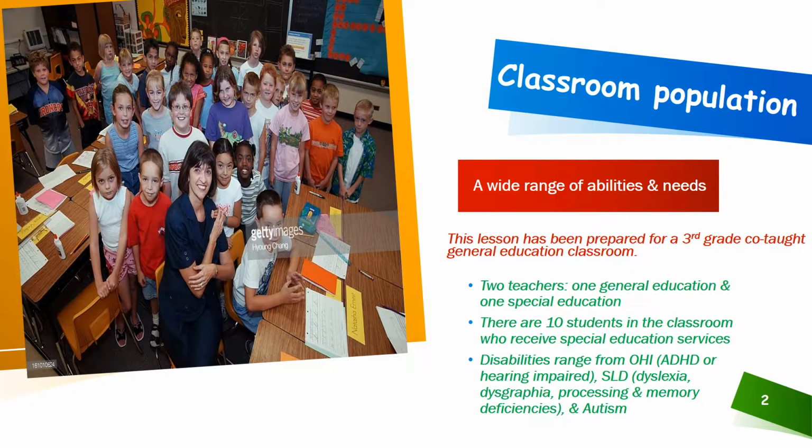The lesson I have designed was prepared for a third grade co-taught gen ed classroom. There are two teachers in the classroom, one gen ed teacher and one sped teacher. There are approximately 25 students in the classroom, 10 of which receive special education services. Their disabilities range from OHI, SLD, and autism. And the kids that have OHI either have ADHD or they're hearing impaired.